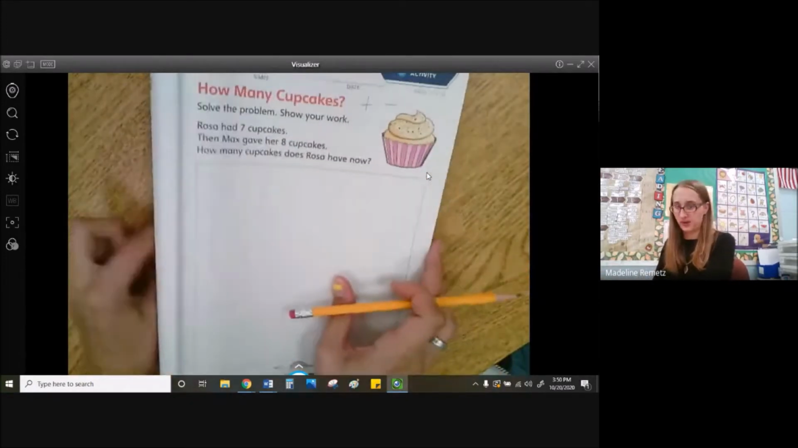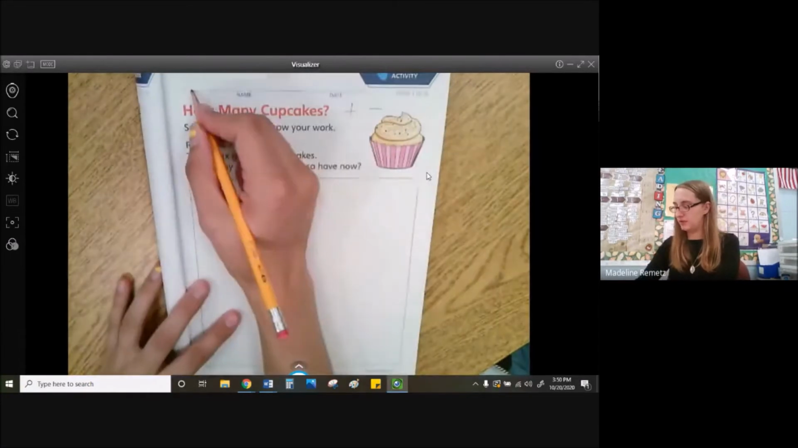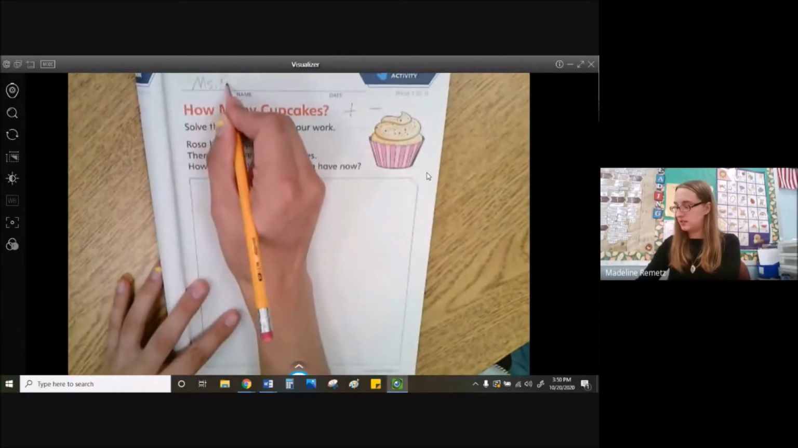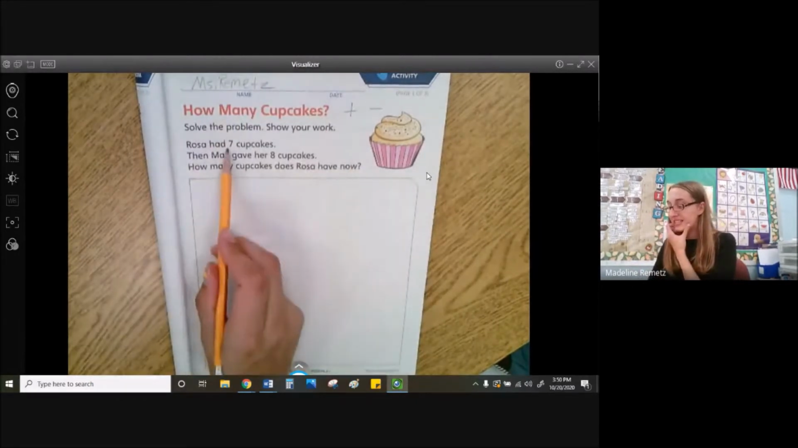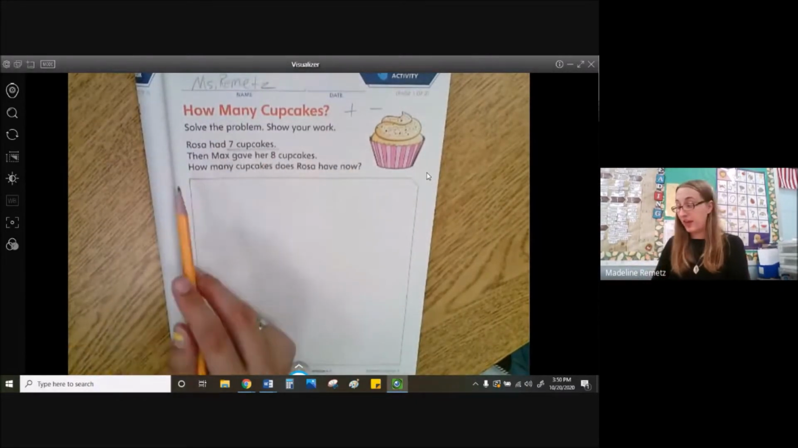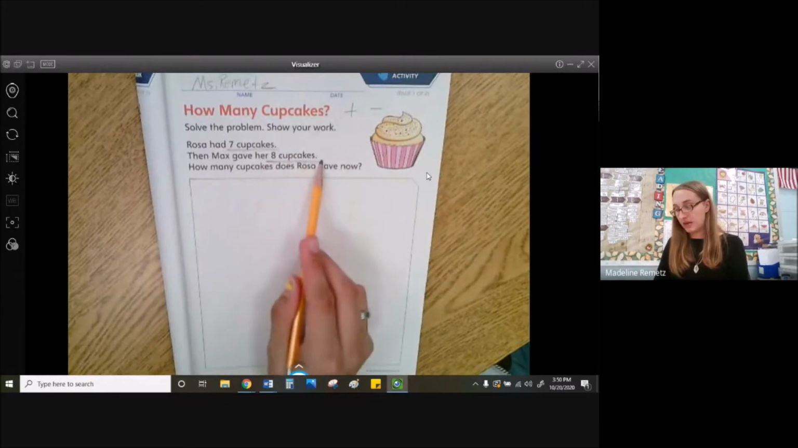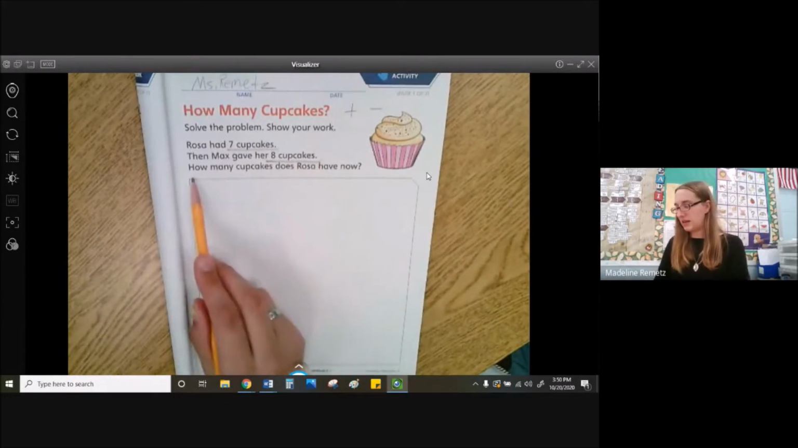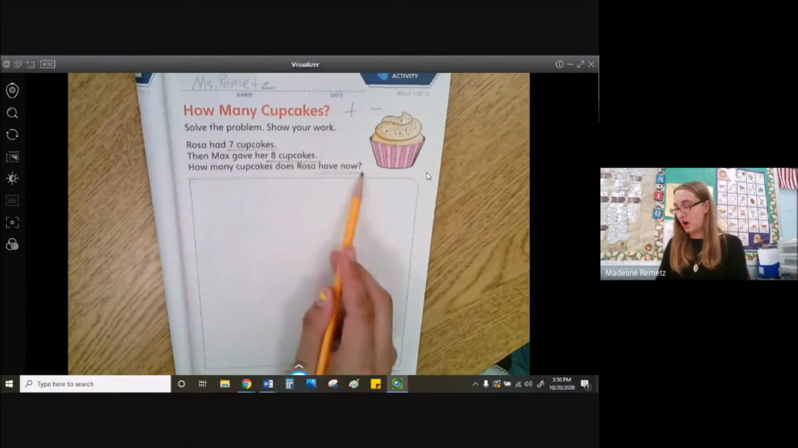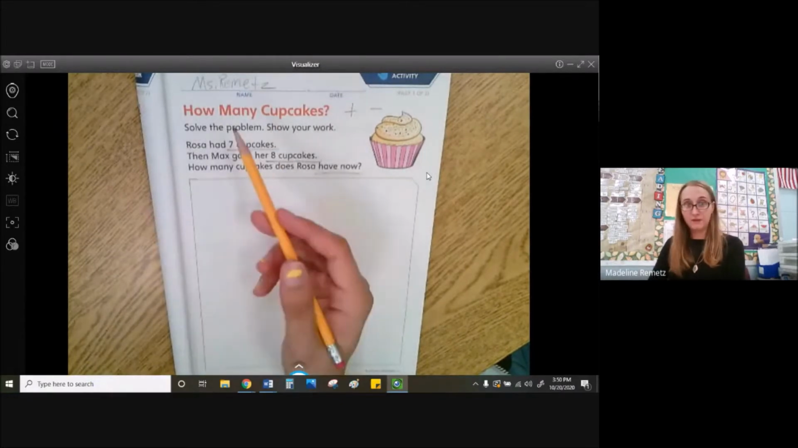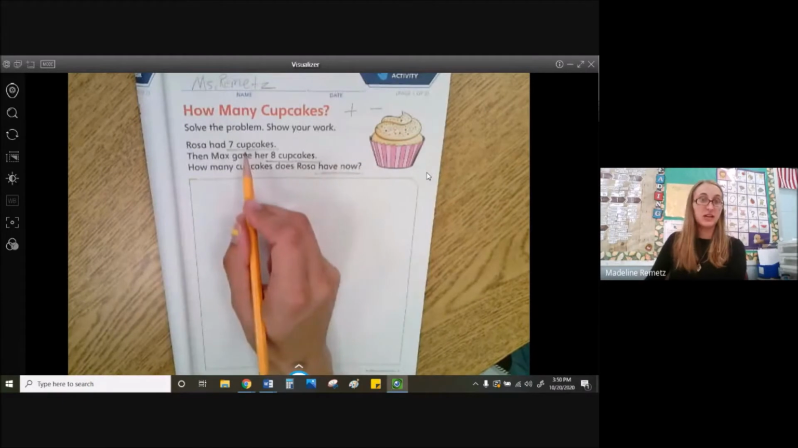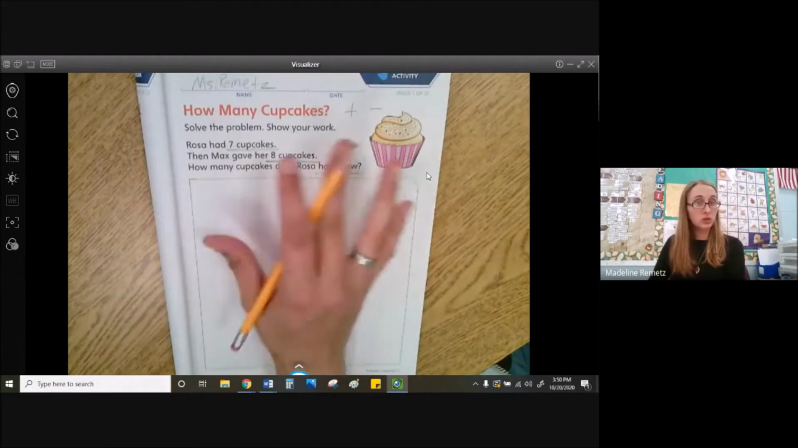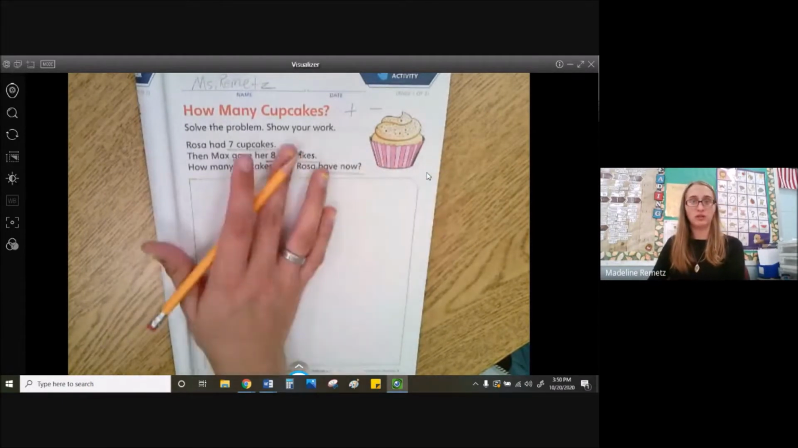So let's read the story. How many cupcakes? Let's first put our name. Miss Ramitz. There we go, Miss Ramitz. Rosa had 7 cupcakes. Then Max gave her 8 cupcakes. Wow. How many cupcakes does Rosa have now? So Max gave her some. Is this addition or subtraction? She had 7. He gave her 8. She didn't lose them. She got 8 more.